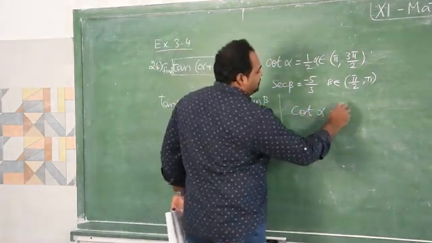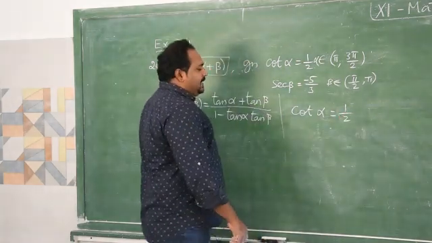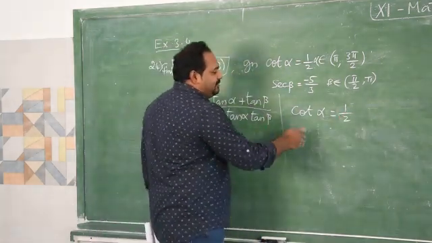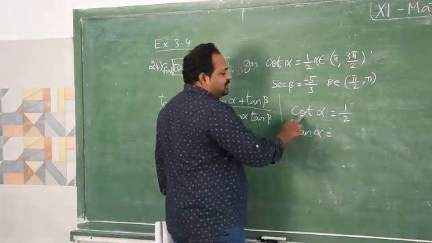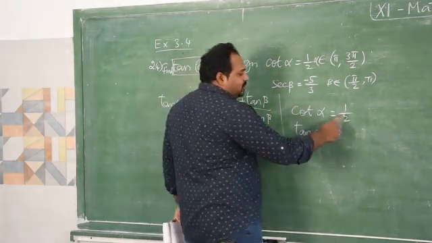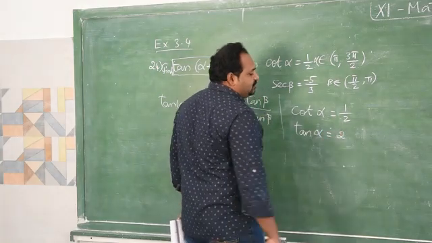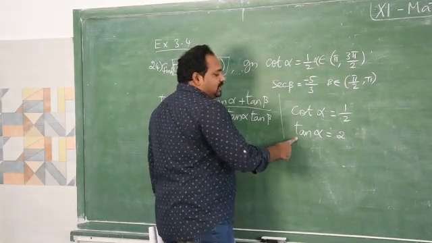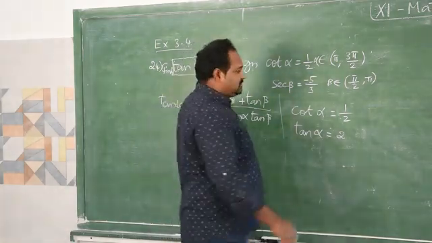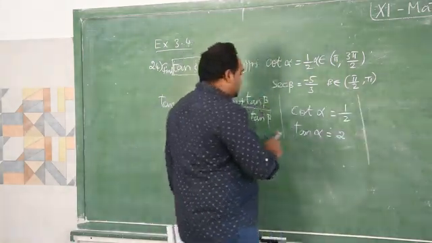Cot alpha is given, that is 1 by 2. I need tan alpha. We can find it directly because cot is the reciprocal of tan. So the reciprocal of this value is 2. Here also it is positive because alpha belongs to the third quadrant, where tan is positive. So we got the tan alpha value.